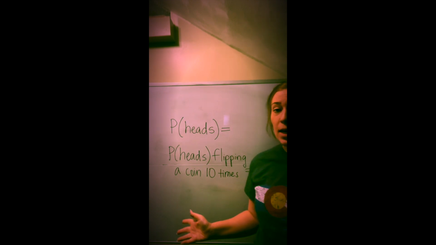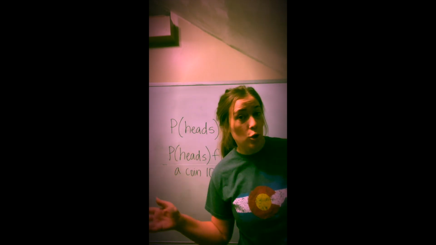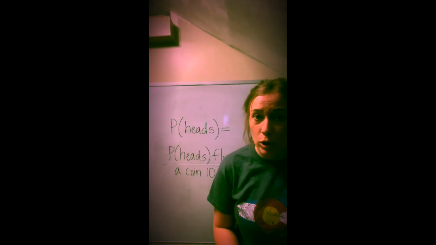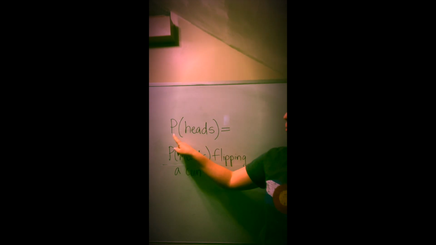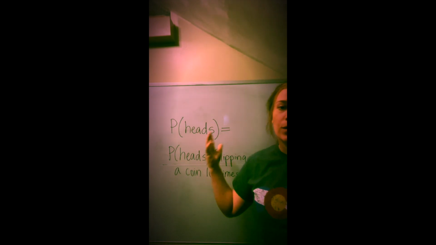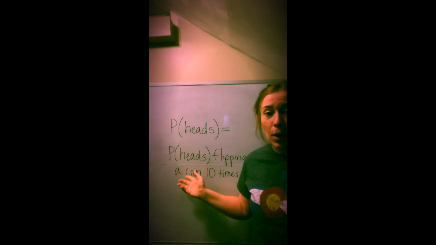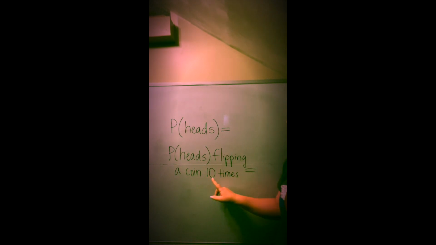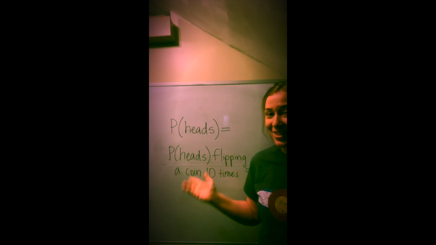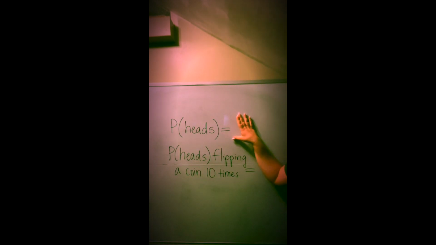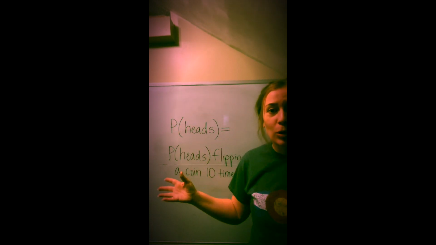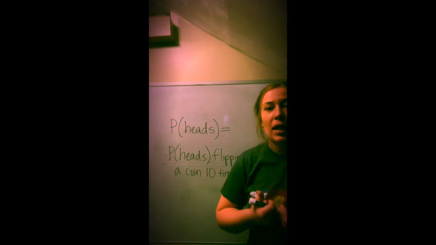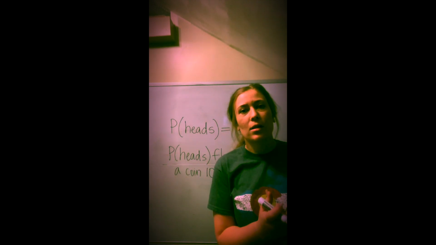Looking at these two examples, which one is experimental probability and which one is theoretical probability? This one is just the probability of getting heads when you flip a coin. And this one is the probability of heads flipping a coin 10 times. So which one's which? This one is theoretical. It's just, in general, what is the chance of getting heads based on everyone's previous experiments?